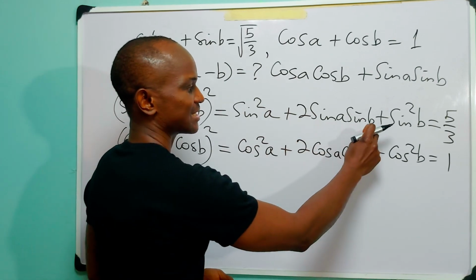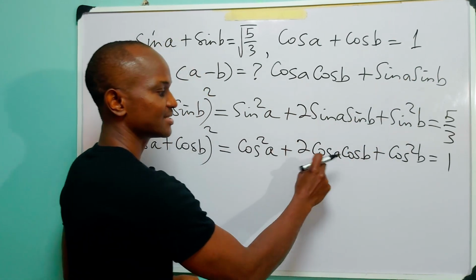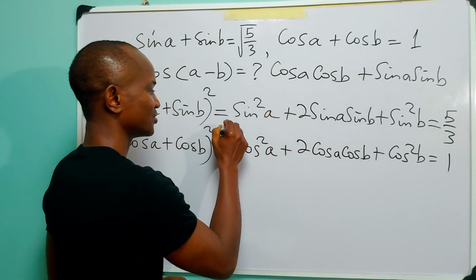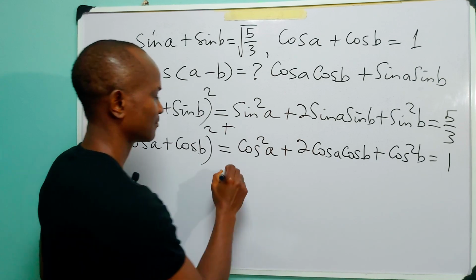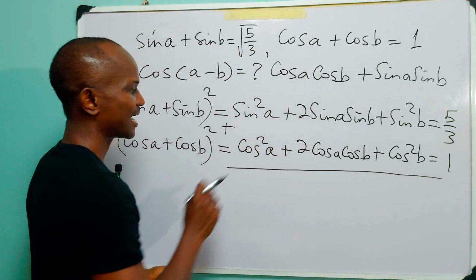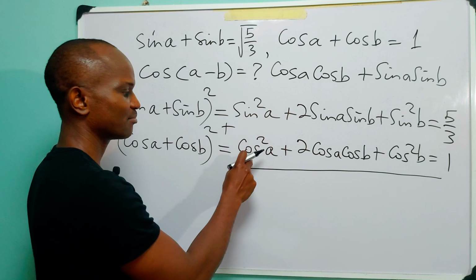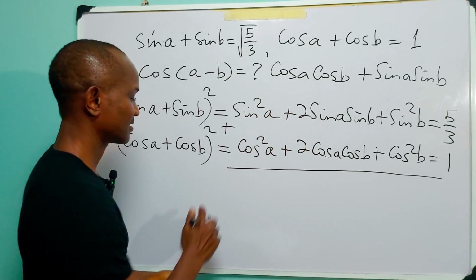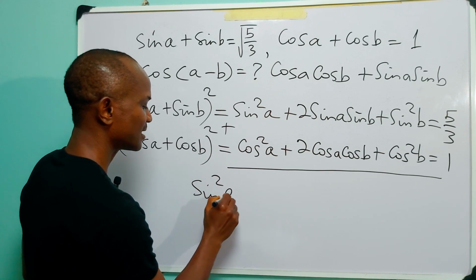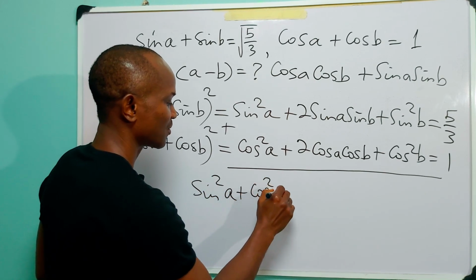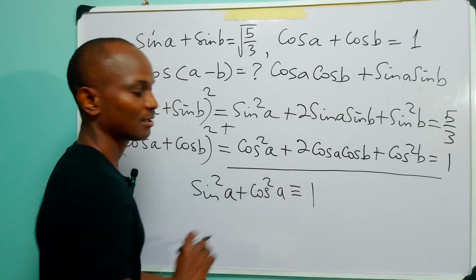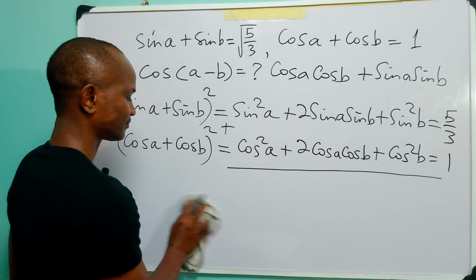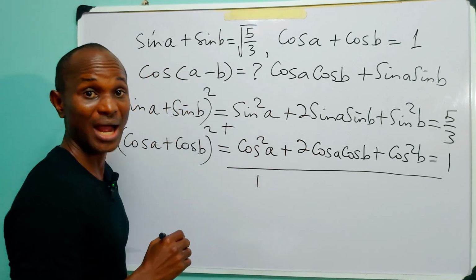Now you can see the term in sin A sin B, and you can see the term in cos A cos B. So the next logical thing for us to do is to add both equations. When we add these two equations, we have sin squared A plus cos squared A. But then let us remember the trig identity that sin squared A plus cos squared A is always equal to 1. So that simply tells us that this is equal to 1.